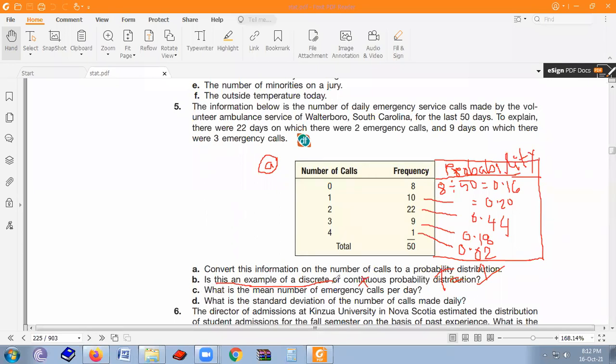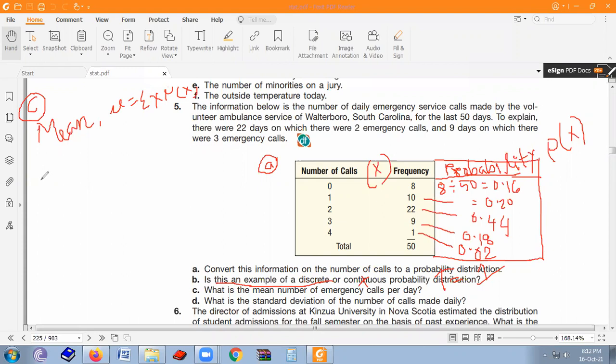So number C is that we have to find the mean. We know the formula for mean: mu equal to summation x times probability of x. If you want, you can write number of calls as x, and here you can write probability p of x. So our mean mu equals summation x into probability of x.